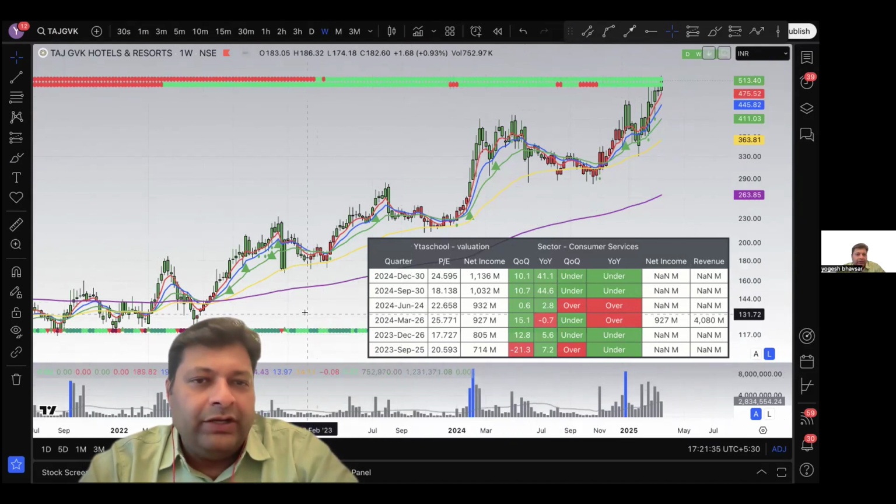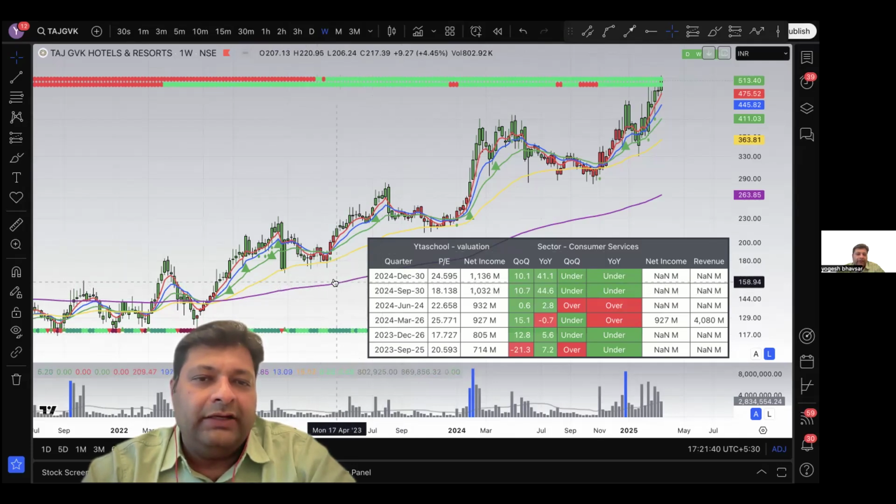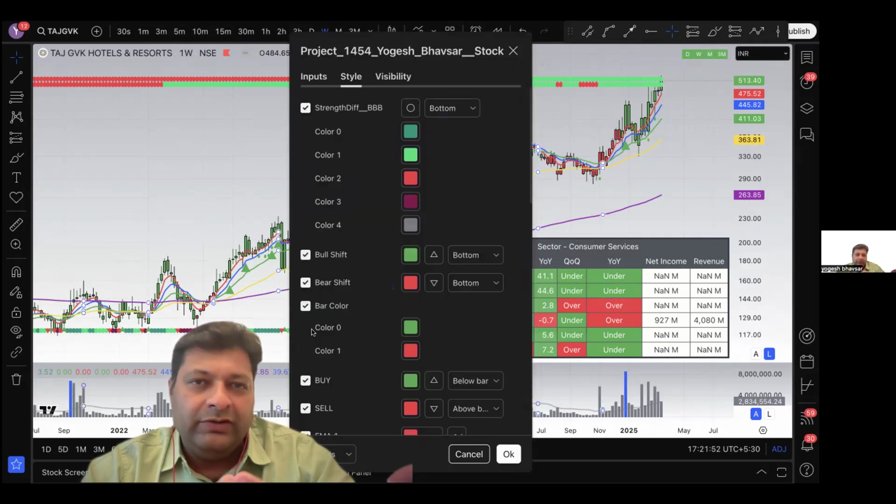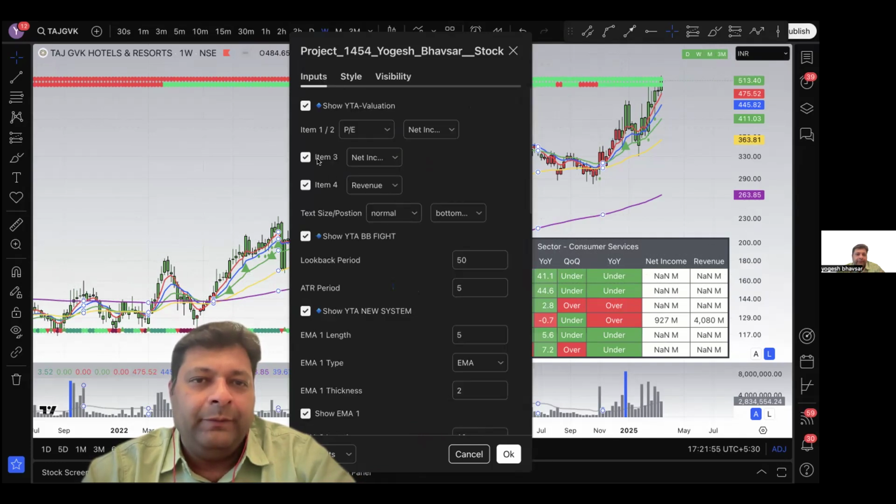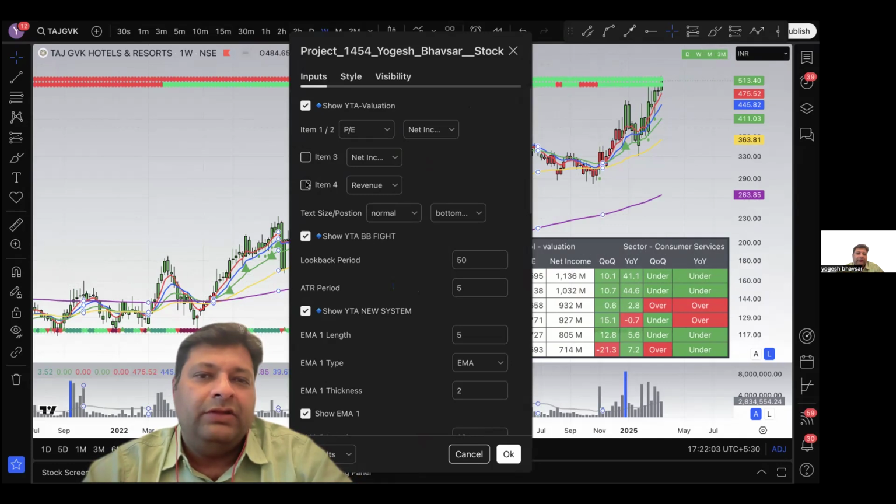Now, let us go into detail on what the system is going to do, and I will help you to set it up. You go and double click any of the EMAs or this particular top bars or the lower bars, whatever you feel like. As soon as you double click it, you will find this input window, that is the settings. What you have to do is, on the YT evaluation, untick item number 3 and 4. You can select other options that are given over here, but that will make the table very big. So I would prefer that only two valuations, PE and net income, is more than enough.